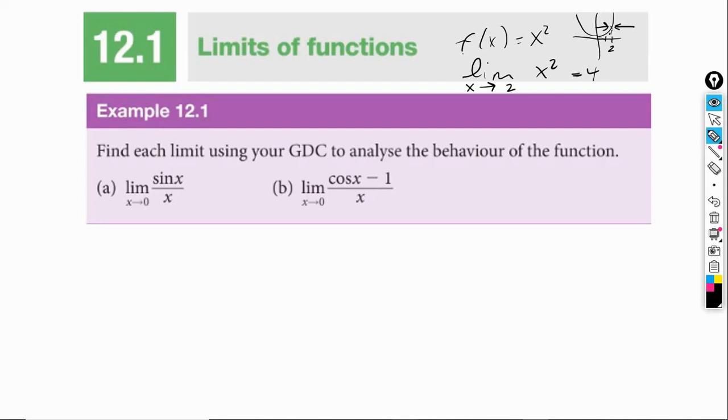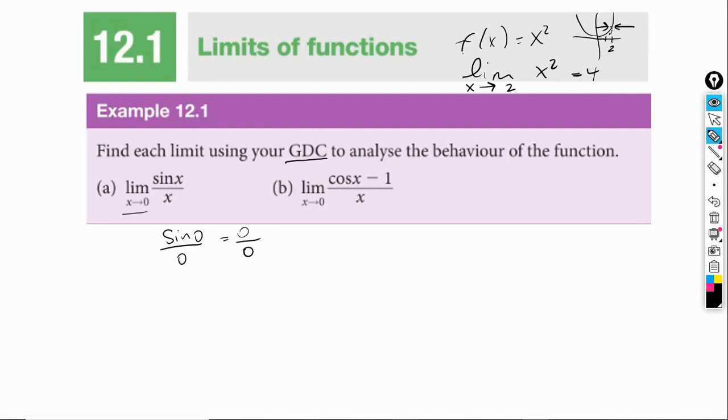But if we go to example 12.1, in this case they ask us to find each limit using your graphing display calculator to analyze the behavior of the function. Now why is that? In letter A, they're asking us to find the limit of the function as x approaches 0. So if we plug in sine of 0 over 0, this is undefined, right? We know that sine of 0 is 0, and 0 divided by 0 is undefined. So we can't really tell what the limit is just by plugging in 0.